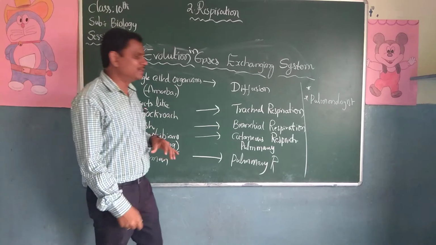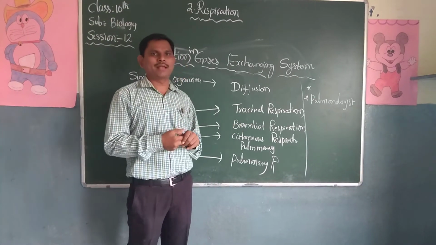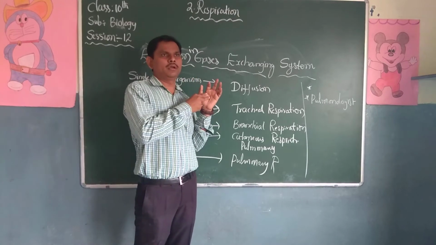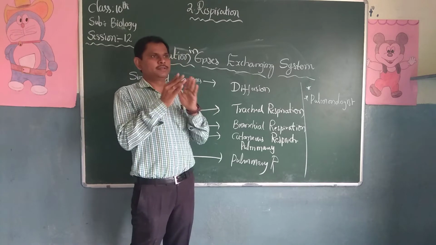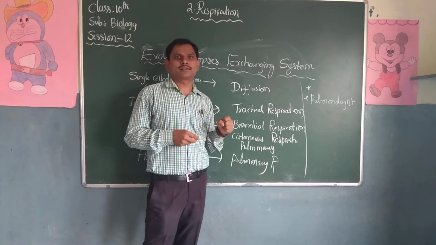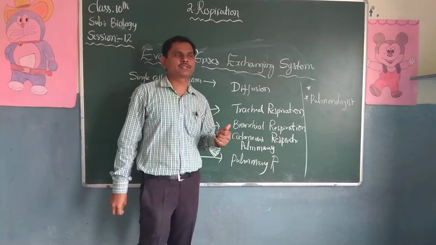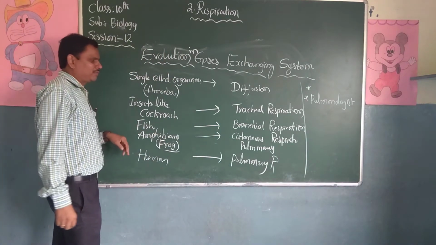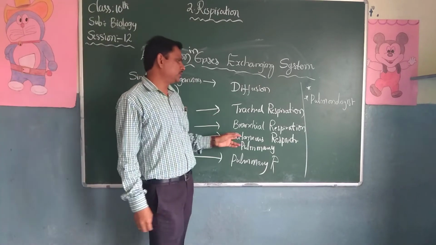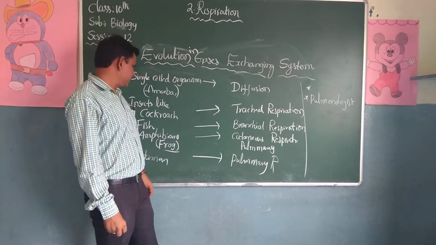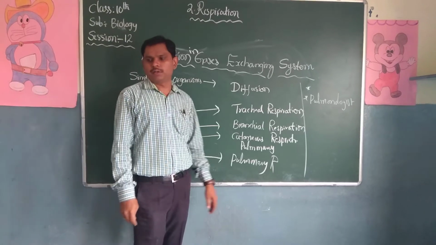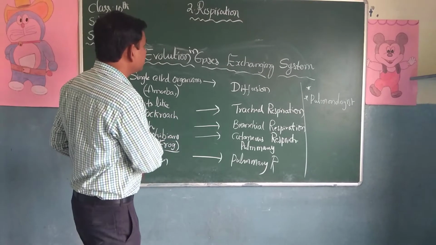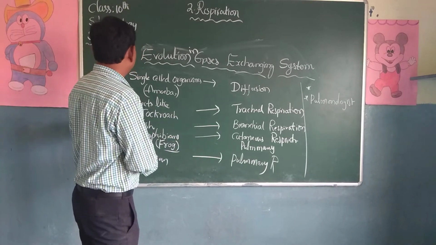Fishes have special gills, the branchiae, which have small branches. When the fish opens the mouth, water enters the gills, and the gills separate and absorb only oxygen through branchial respiration. Amphibians like frogs respire through cutaneous respiration and pulmonary respiration. Human beings have pulmonary respiration. This is about the evolution of the gas exchange system.